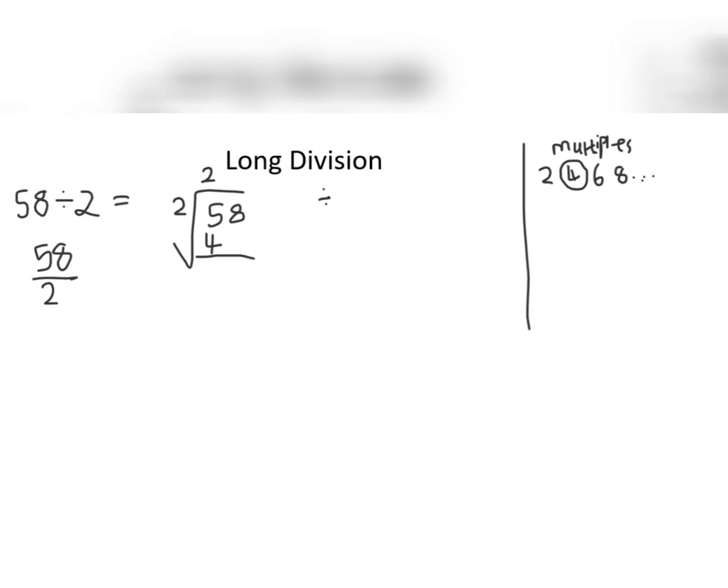Alright, the 3 steps in long division are that firstly you find out how many times it can go. Secondly, you multiply. And thirdly, you subtract. These are the 3 operations that you use in long division. So first step, 2 in 5 is 2. 2 times 2 is 4. Then the third step is to subtract. 5 minus 4 is 1.